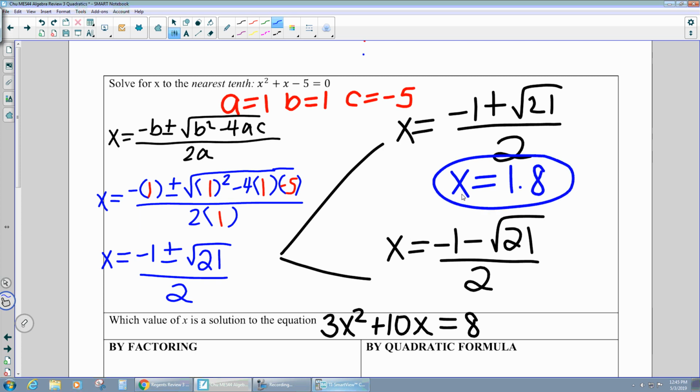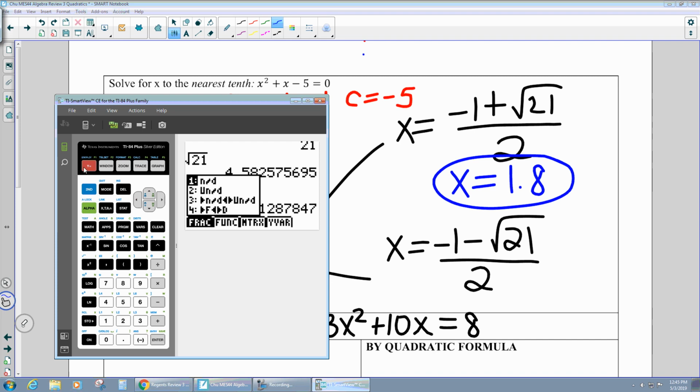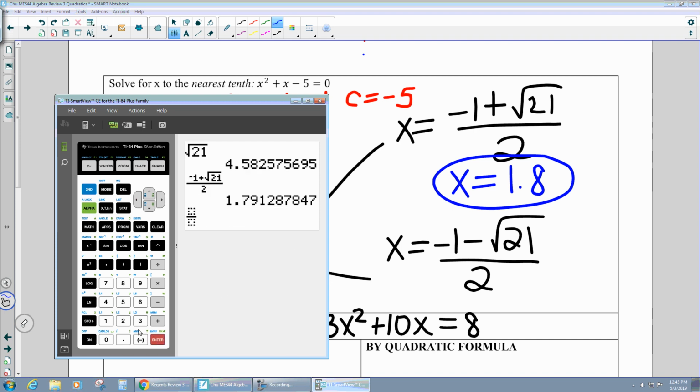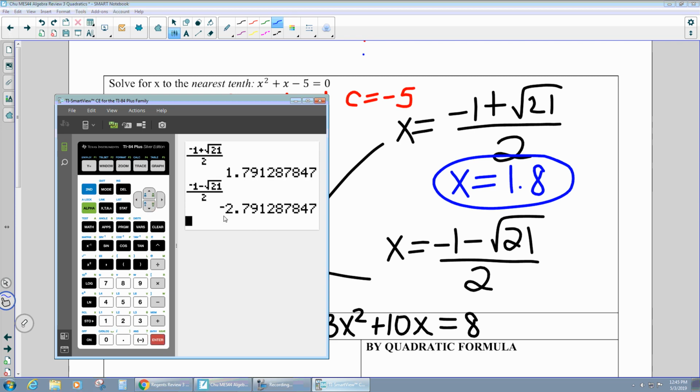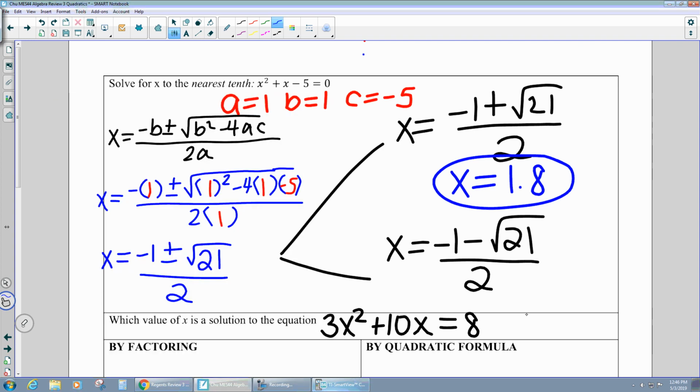Let's do that again. Alpha y equals. And this time it's negative 1 minus the square root of 21 all over 2. And I get x equals negative 2.79. Again, the tenth place is a 7. The number after that is a 9. That tells me that I should round up. So x equals negative 2.8.